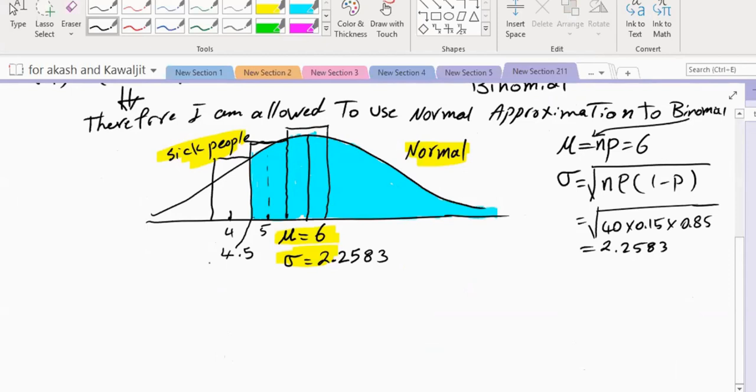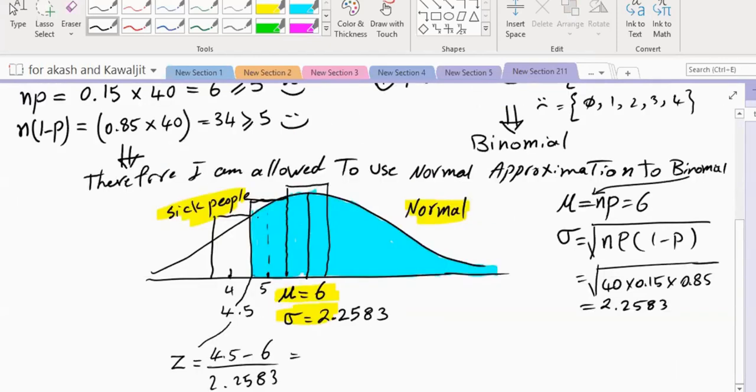The rest is easy. Now we want to find this area. Of course, we have to find the Z for this point. Z is 4.5 minus 6 divided by 2.2583.